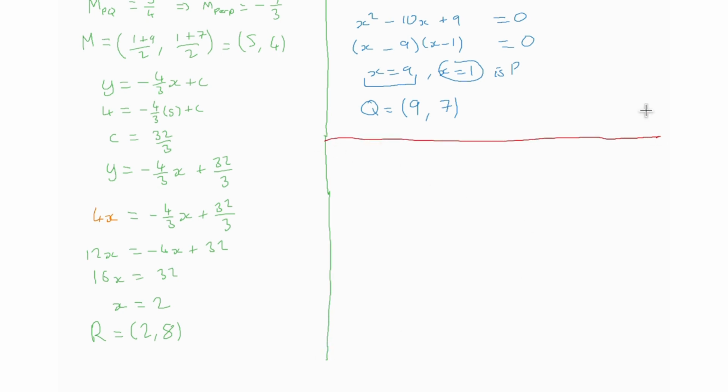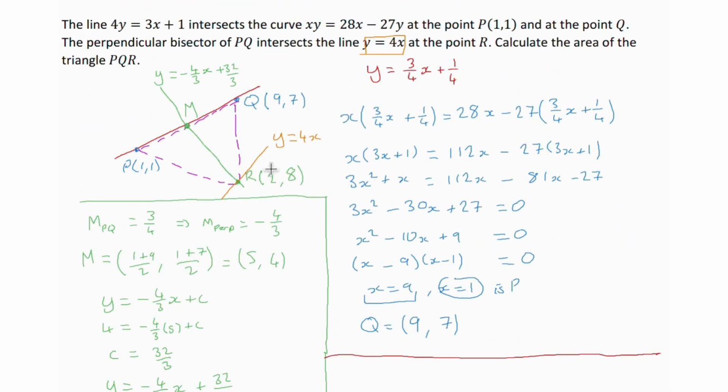Now, we found the 3 points. Now what we want to know is what was the area of this triangle. That's what we're trying to find now, the area of the triangle. So how do we find the area of the triangle? Well, we do the base times the perpendicular height. Now, if you look at this triangle, we already have a perpendicular height. The perpendicular height is this length here because this is a perpendicular bisector. So we need the length MR for the perpendicular height.